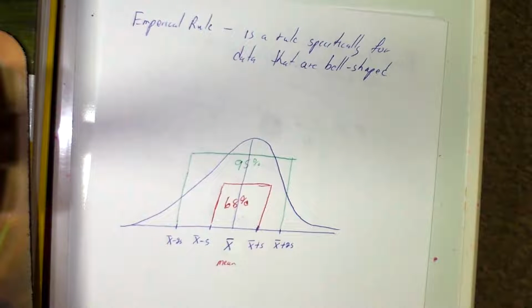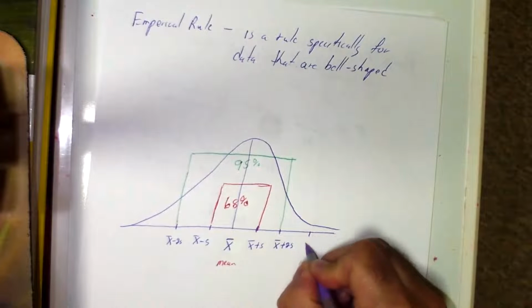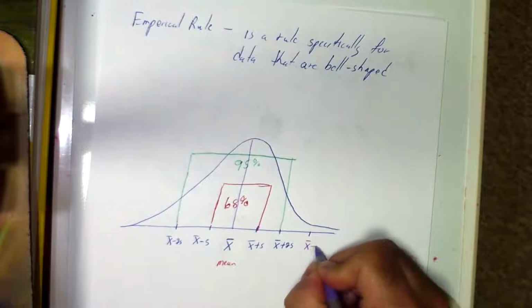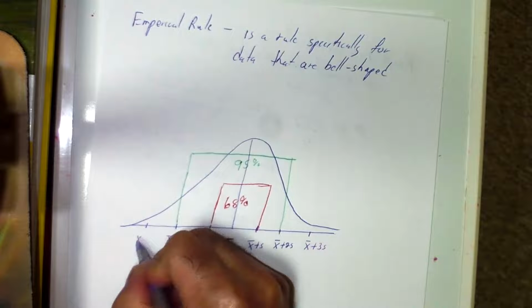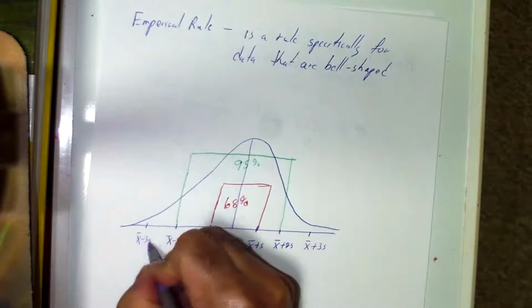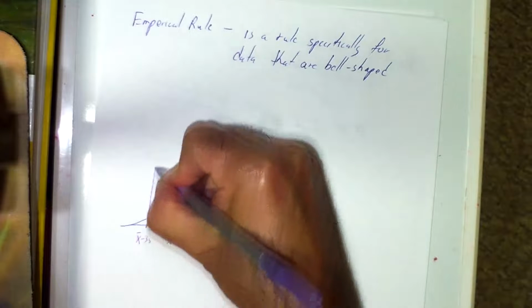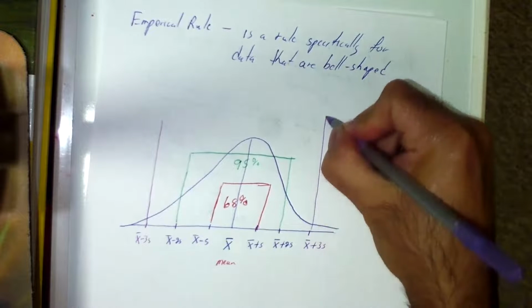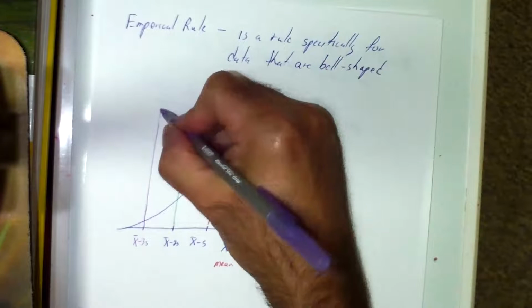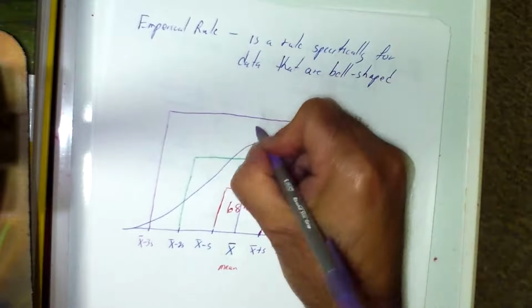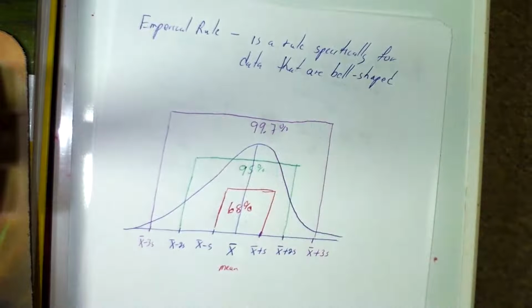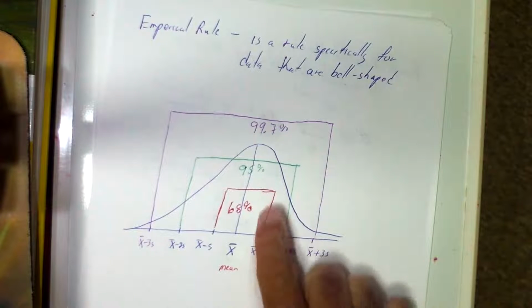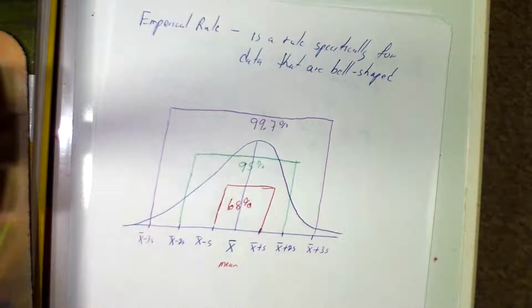And if I go further and extend it to 3 standard deviations from the mean, that's x bar plus 3s, and over here it's x bar minus 3s. The theory goes that if you were to plot all the data, 99.7% of all of the data would fall now within the purple box, including the green and the red. Right?